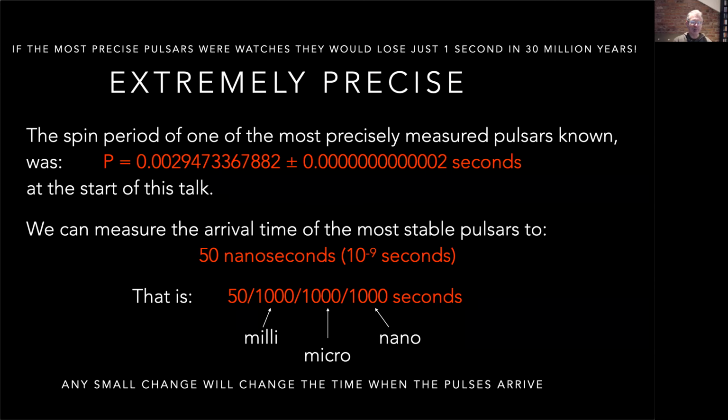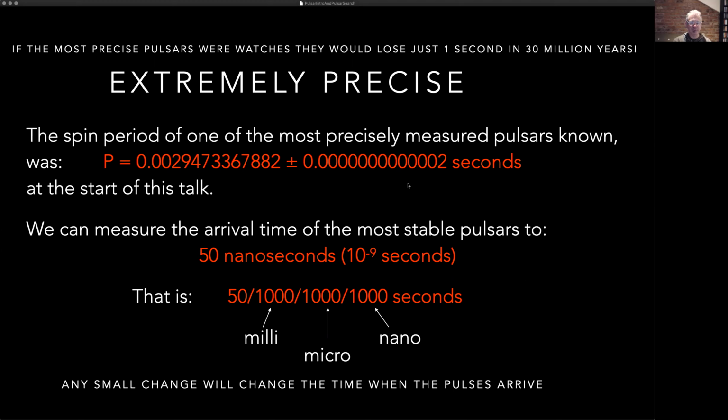I mentioned that these pulsars are extremely precise clocks. One way to think about this is that if pulsars were watches, they would lose just 1 second in 30 million years. Okay, so their accuracy is so high that they would only lose 1 second in 30 million years. In fact, the spin period of one of the most precisely measured pulsars known was this value at the start of this talk.